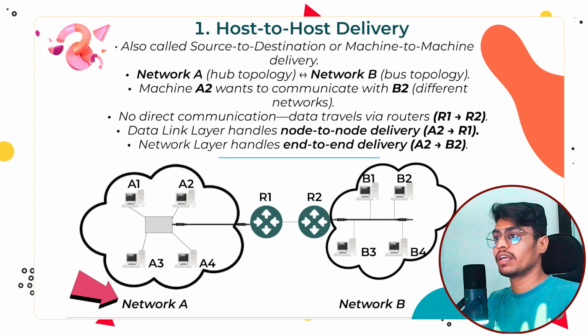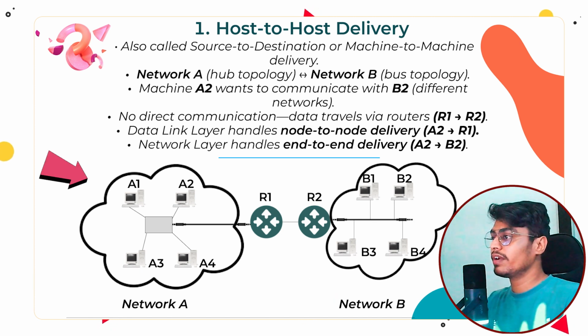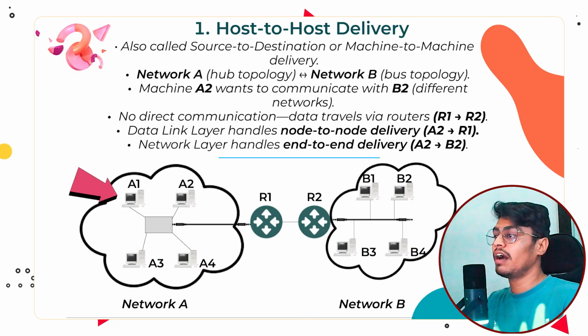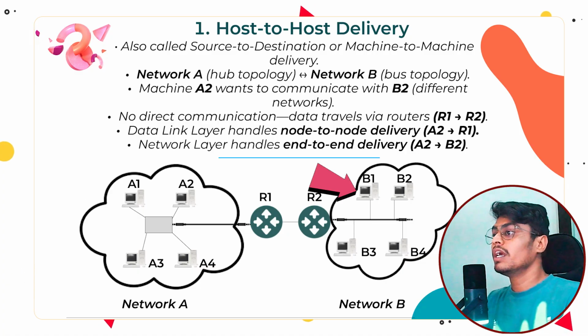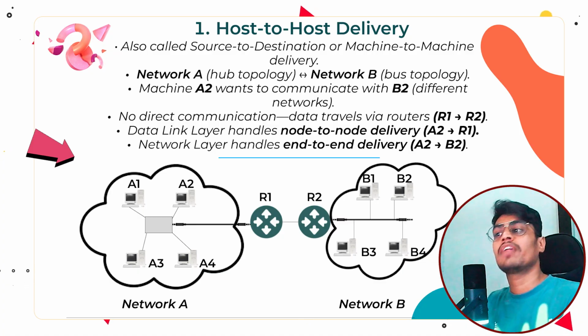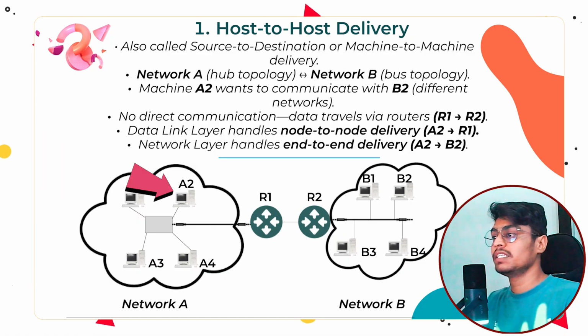Here I have a network A and I have network B. In network A and network B, let's say different topologies are used here. I used hub topology in network A and I used bus topology in network B. Now, what is the responsibility of network layer? How can a machine in one network communicate with a machine in a different network? Let's say here is machine A2. A2 wants to communicate with B2.